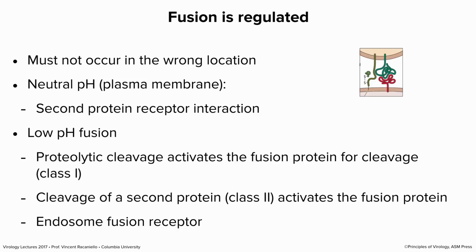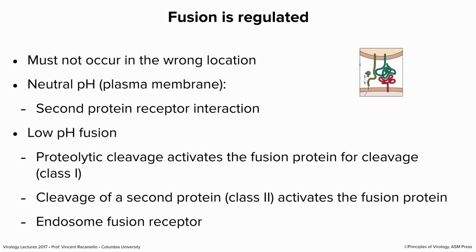Now, from all of this, what you should get is that fusion is regulated. It can't occur in the wrong location. Otherwise, the virus isn't going to put its nucleic acid in the right place. So sometimes it occurs at the plasma membrane, and that, of course, is at neutral pH. It's not acidified at all at the plasma membrane. So what catalyzes fusion is interaction with a second protein, receptor interaction, and then the fusion protein is exposed. In some cases, fusion is triggered by low pH, but it's also regulated.